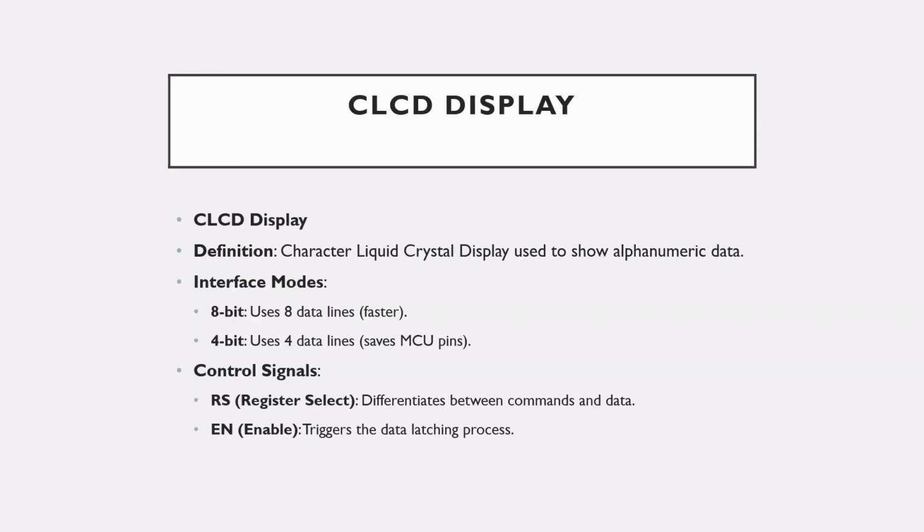And next one is CLCD display. CLCD is nothing but a character LCD. It displays text-based information like time and mode status. This CLCD can operate in 8-bit or 4-bit mode. It has control pins such as RS and EN, that is reset and enable, that manage the command and data operations, allowing the real-time user feedback.